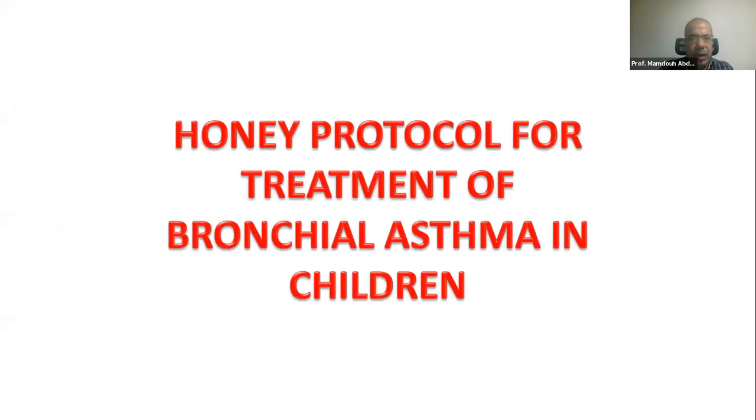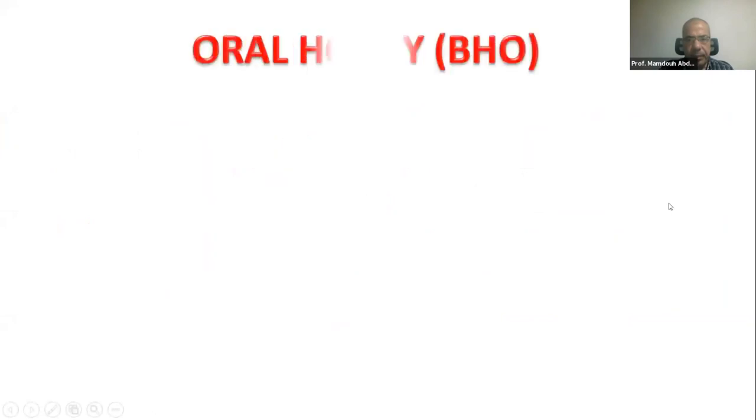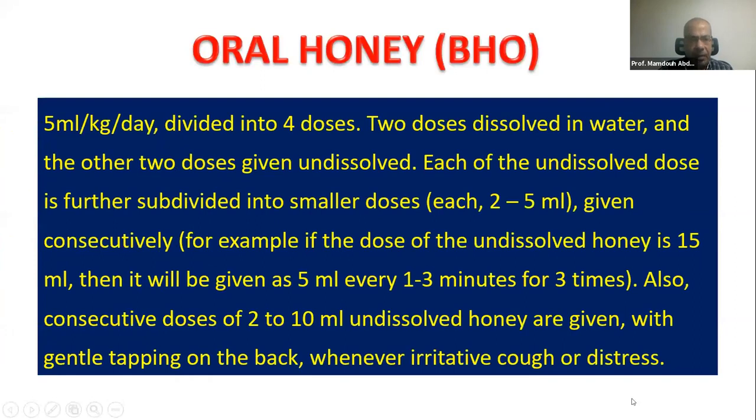I'm going now to present the honey protocol for treatment of bronchial asthma in children. The form is oral honey plus or minus BHN. Oral honey, we usually start with 5 ml per kilo per day, divided into 4 doses. 2 doses are dissolved in water, and the other doses are given undissolved. Each undissolved dose is subdivided into smaller doses of 2 to 5 ml, given consecutively, and we can give consecutive doses of 2 to 10 ml undissolved honey as long as there is irritative cough or respiratory distress, together with gentle tapping of the back.